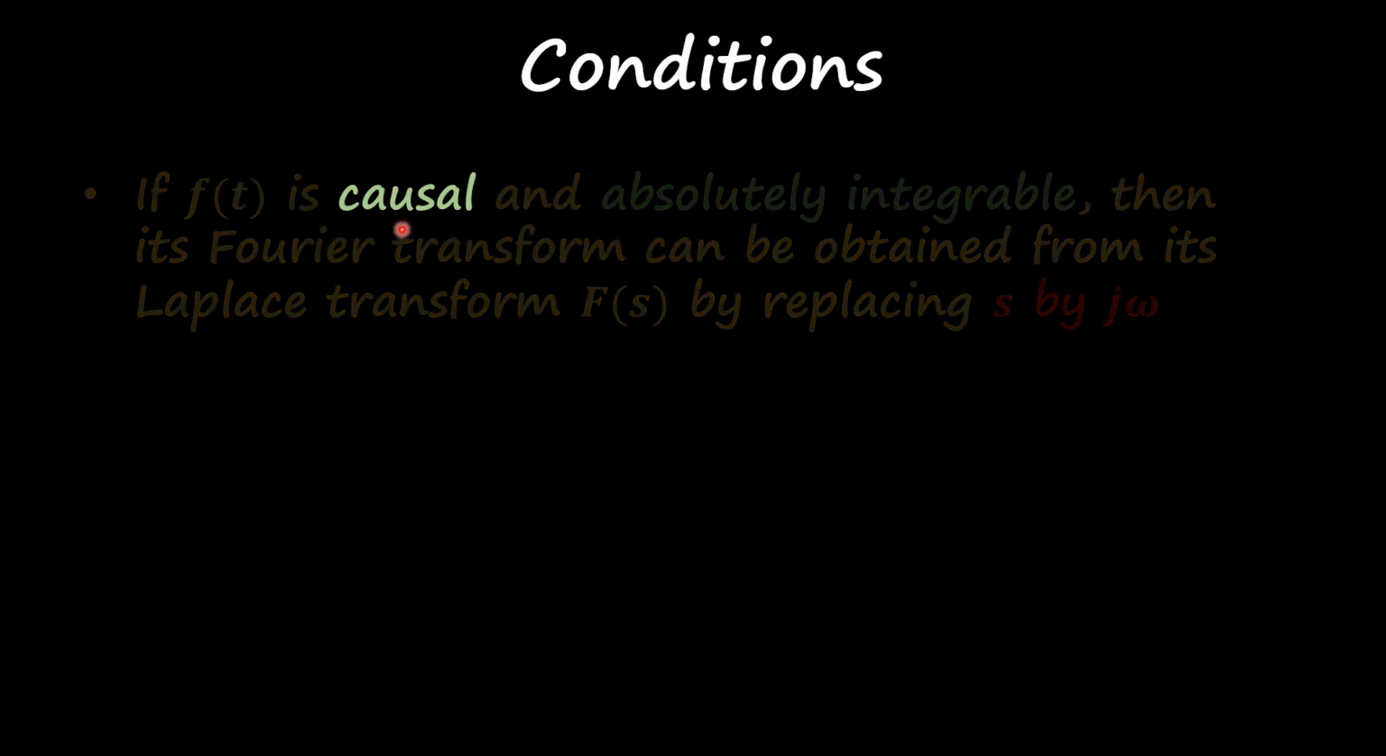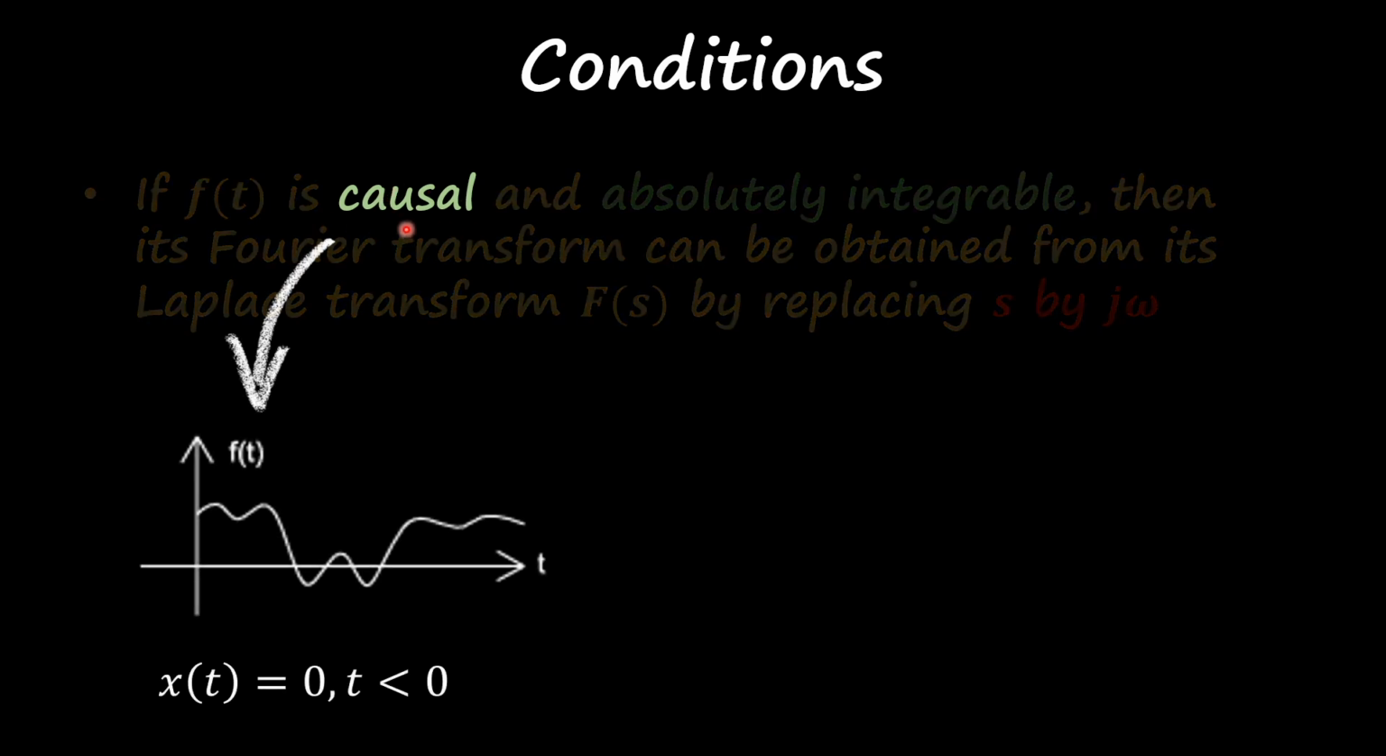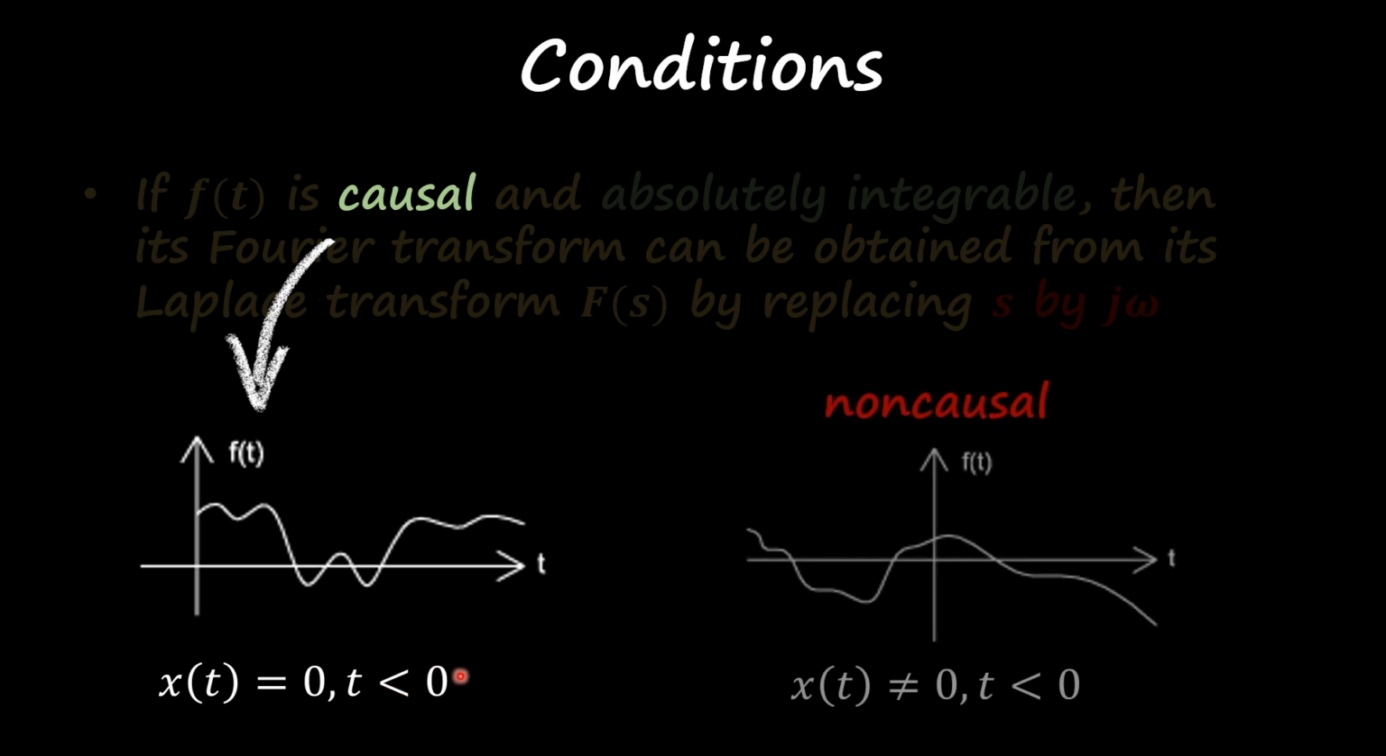So causal, what does it mean, a causal system or a causal signal? It means that all the values of x of t are 0 for t less than 0. A non-causal system, for example, is something where you actually have values of x of t for t less than 0. The majority of the physical systems that we use in engineering, especially our circuits, are mostly causal systems. So we are in good shape here to satisfy this condition.